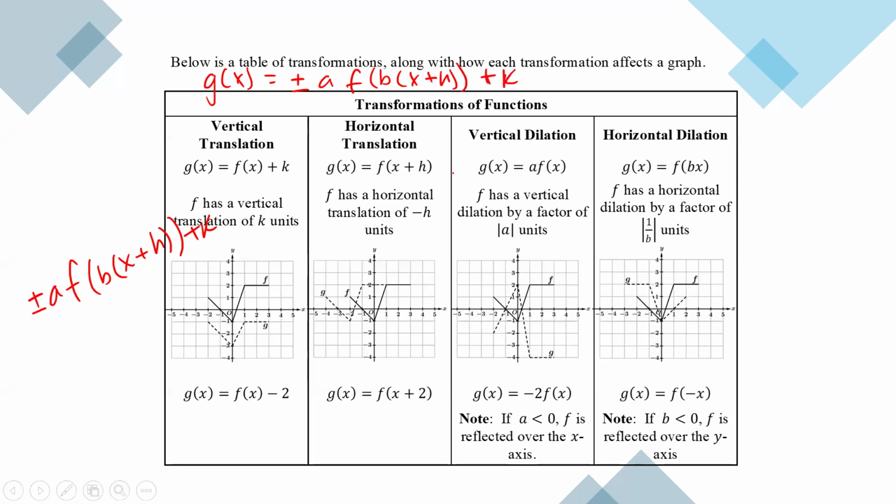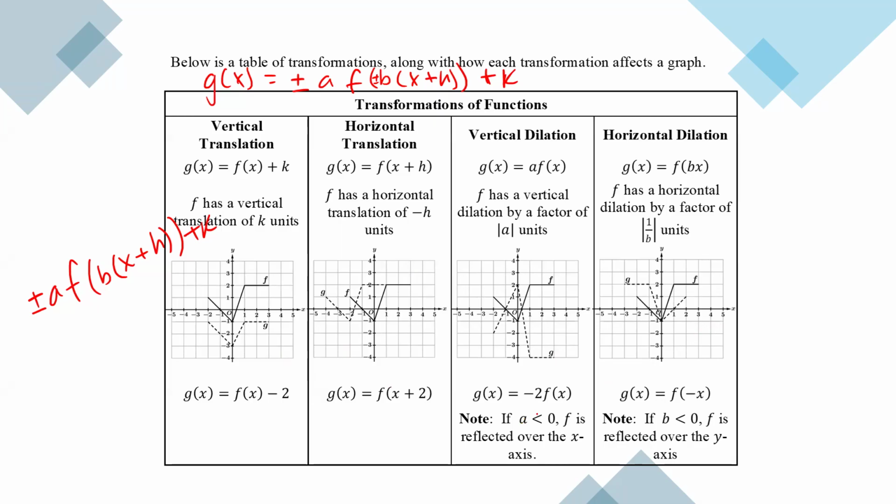You can have all these transformation values in place, and B can also be positive or negative. F is just any function. It's f of all of this transformation. So notice that g of x is the transform, and f of x is your original that you're manipulating. It can be anything.